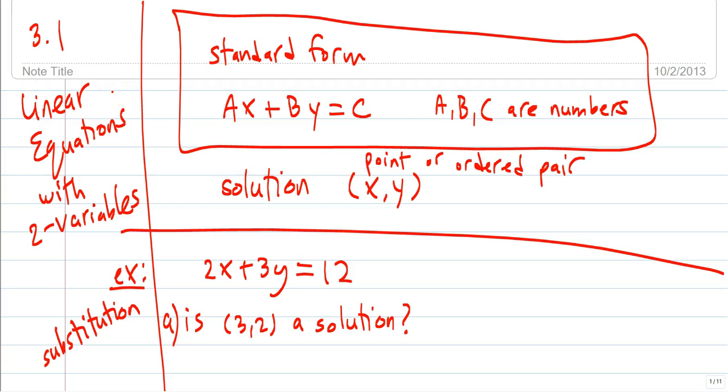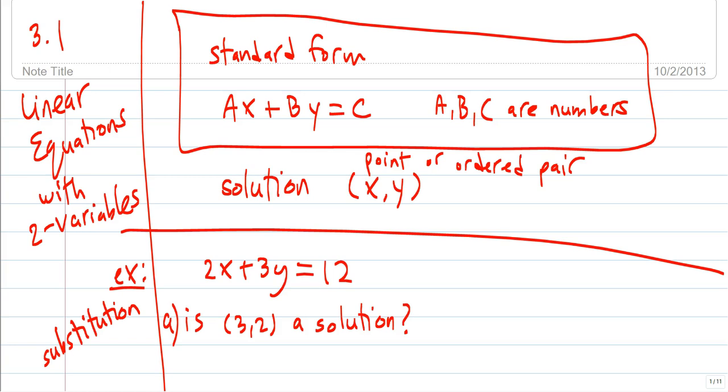So for section 3.1, we're going to be prepping linear equations with two variables. Most of our equations we're going to see in this section are going to be in standard form. That's where we have ax plus by equals c, where a, b, and c are going to be numbers. And with any equation like this, we're going to get a solution.